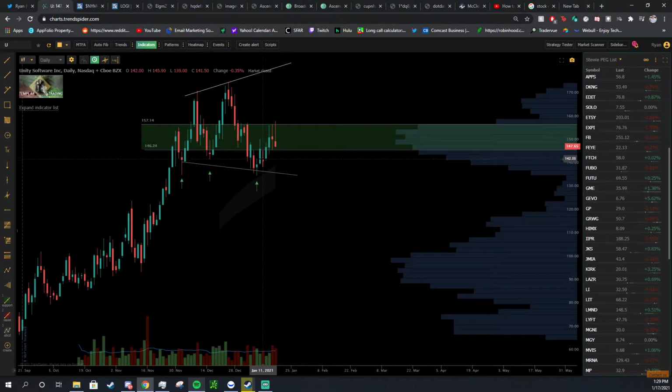I expect us to get the third test of resistance, and then we'll see if we can bounce off the shelf and then continue upward. This is on my watch list going into next week for sure.